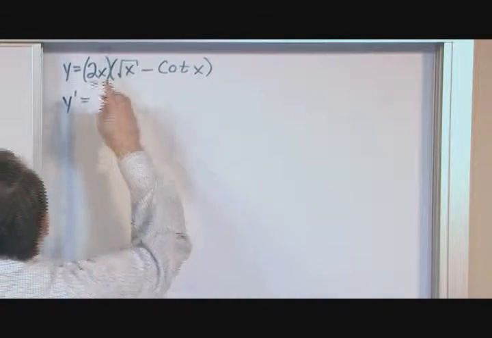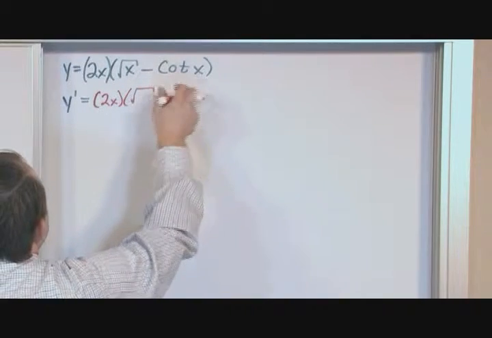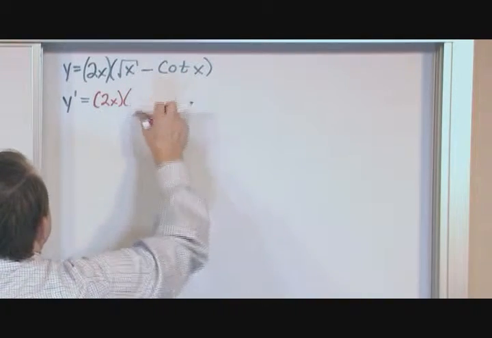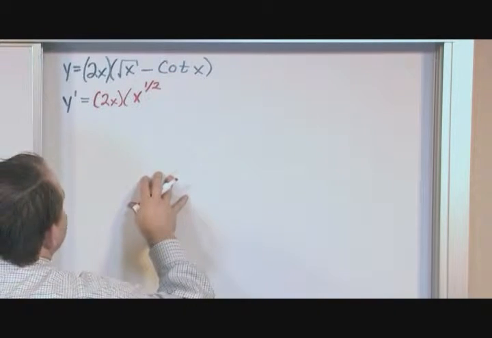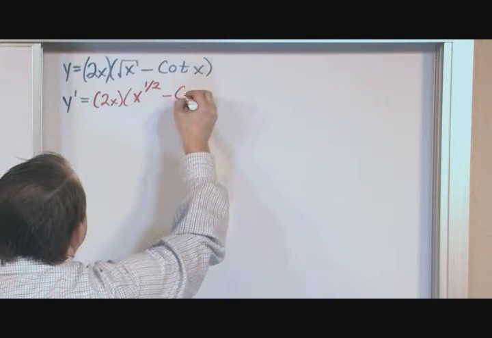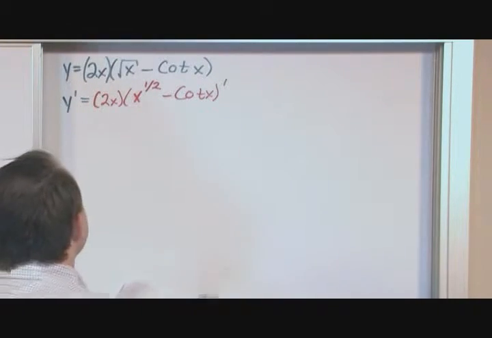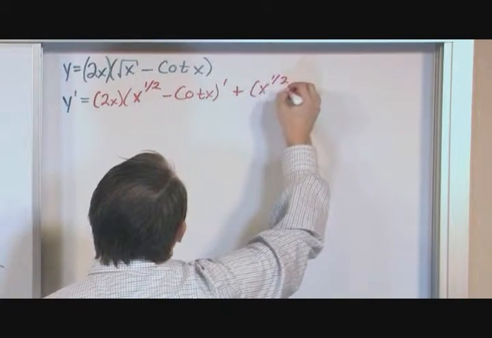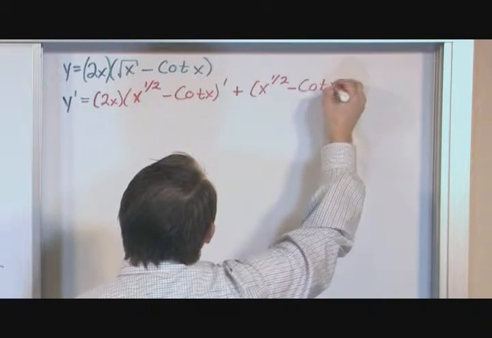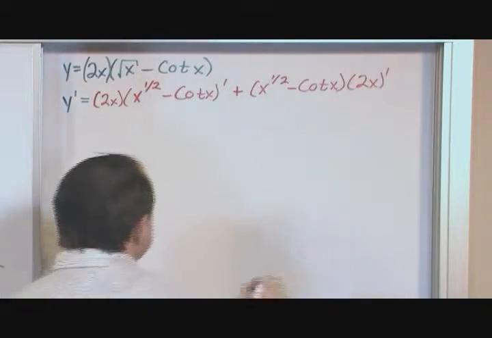So first term, so we'll have 2x times the derivative of the second term. And also the second rule that I always give people, always rewrite radicals as fractions, exponents like that. Minus cotangent x, take its derivative. So first times the derivative of the second term plus the second term, x to the 1/2 minus cotangent of x, times the derivative of the first term, which is just 2x, take its derivative.